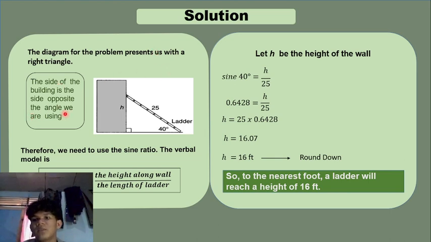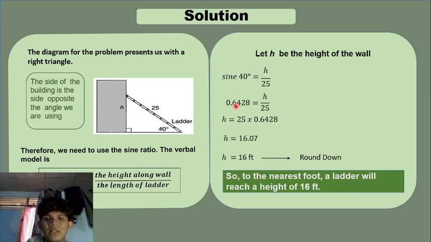The side of the building is the side opposite the angle we are using. Let's see this illustration. Okay, therefore we need to use the sine ratio. The variable model is sine of 40 degrees is equal to the height along the wall over the length of the ladder. Let height be the height of the wall. So sine 40 degrees is equal to height over 25.